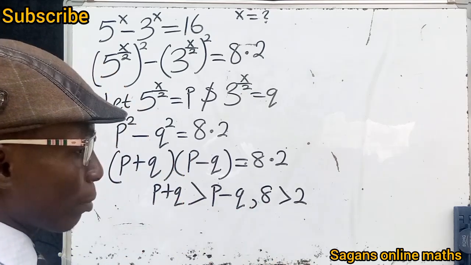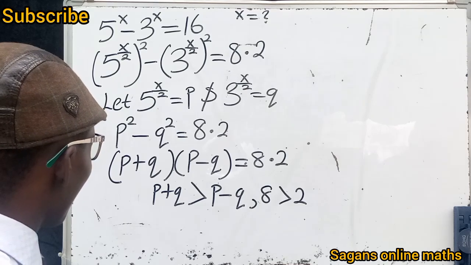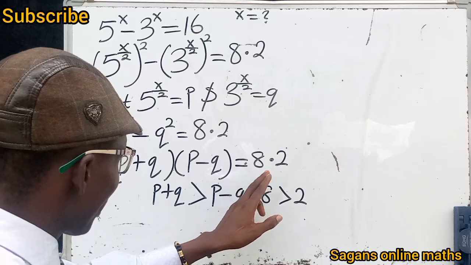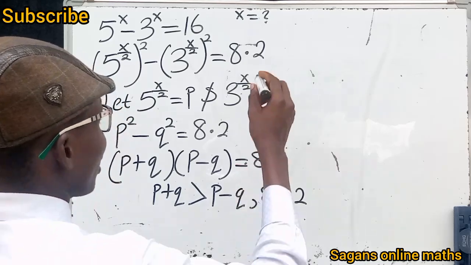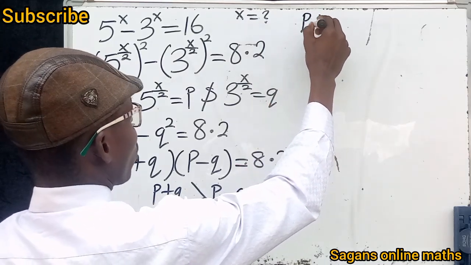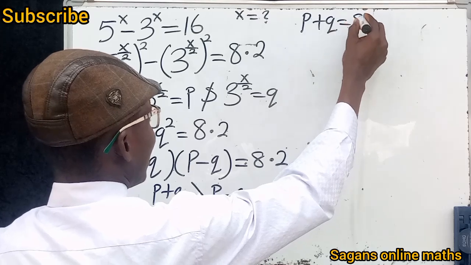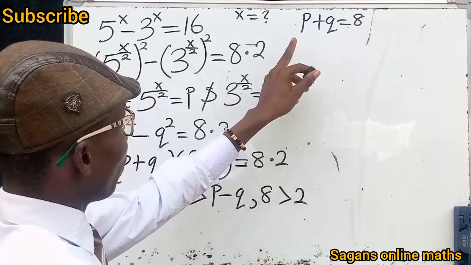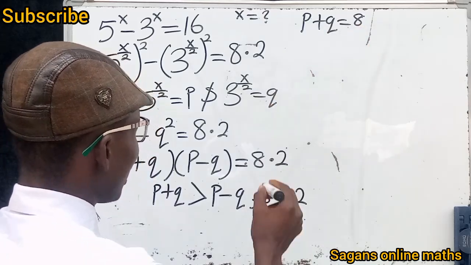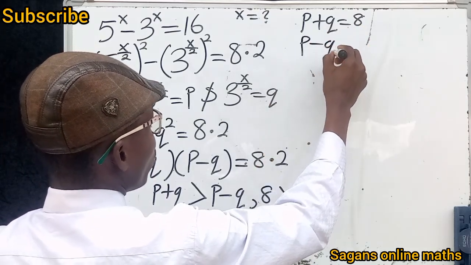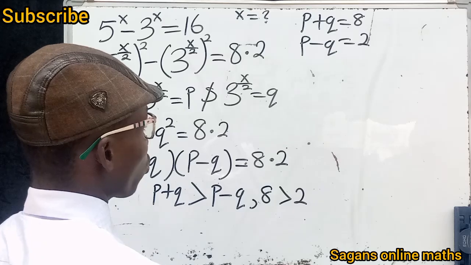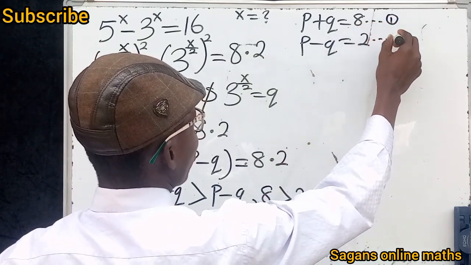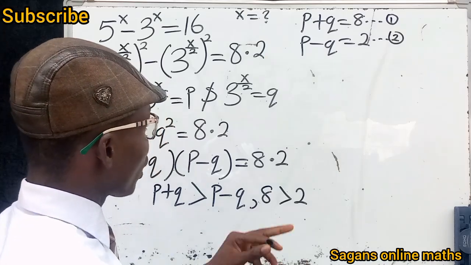That's why you can see we are setting up this mathematical aspect concept. Now when you take the product, you can see that this multiplied by this is equal to this multiplied by this. It means that mathematically p plus q is equal to 8, since p plus q is greater and 8 is greater than 2. And again, p minus q is equal to 2. This is a simultaneous equation. We can call this equation 1 and this equation 2. Let's solve for this value.